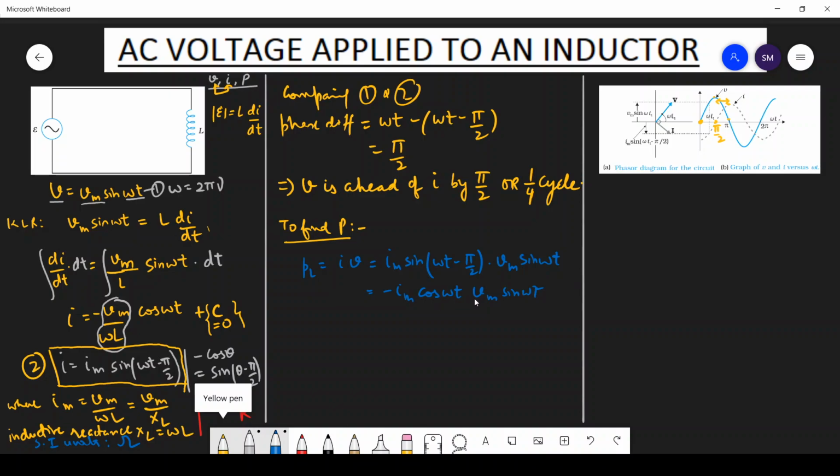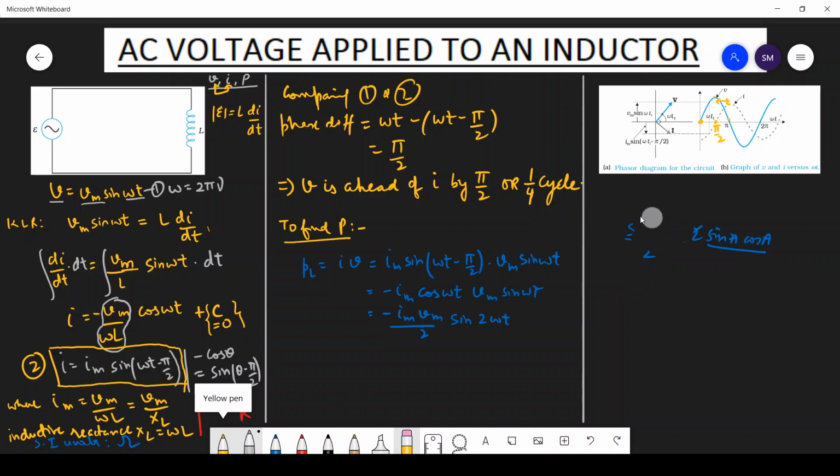Why have I converted it into cos omega t? Because I know the formula: sine 2a is equal to 2 sine a cos a, so cos a sine a will be sine 2a by 2. So this is what I am going to do here. So minus Im Vm by 2 is sine a cos a, so it will become sine 2 omega t.